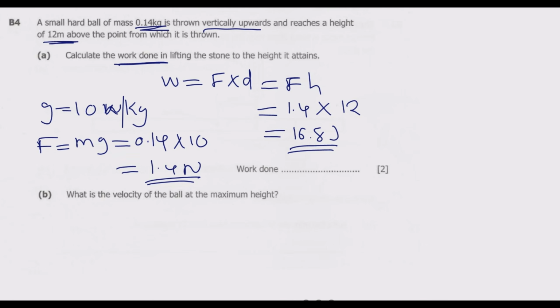We move to B. What is the velocity of the ball at the maximum height? Okay, so at the maximum height, what is happening? There is no movement, because the ball is moving upward, then it reaches the maximum height, then before it starts coming down, this is the maximum height. So there will be a momentary stop. So velocity will be 0.